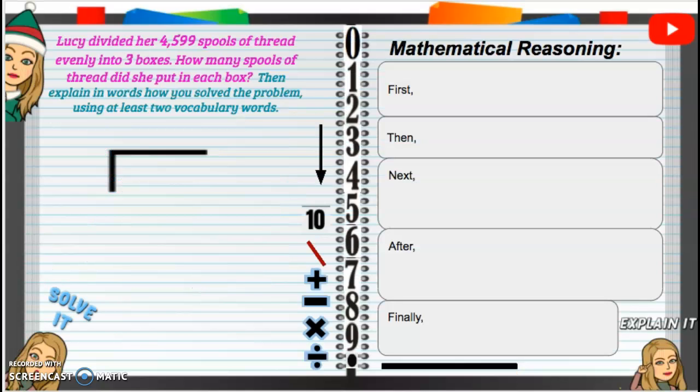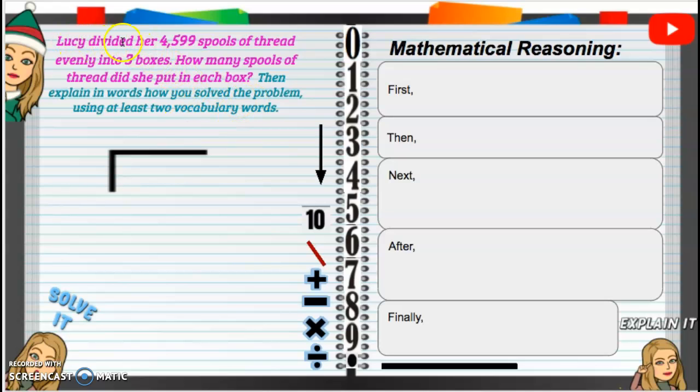Lucy divided her 4,599 spools of thread evenly into 3 boxes. How many spools of thread did she put in each box? Then explain in words how you solved that problem using at least 2 vocabulary words.